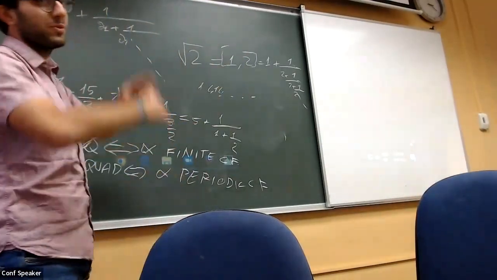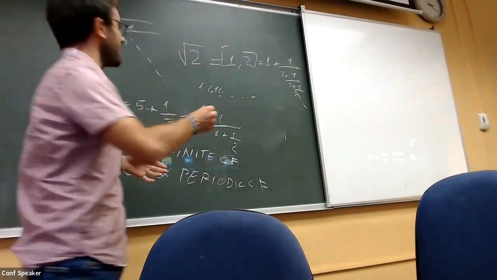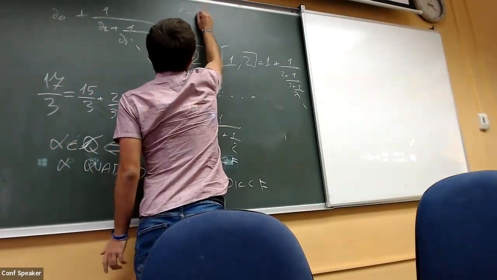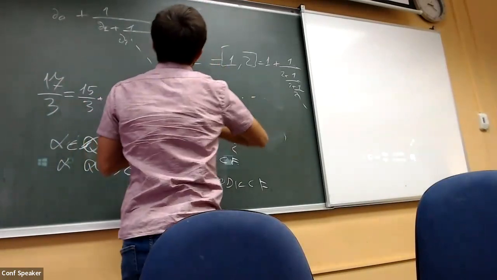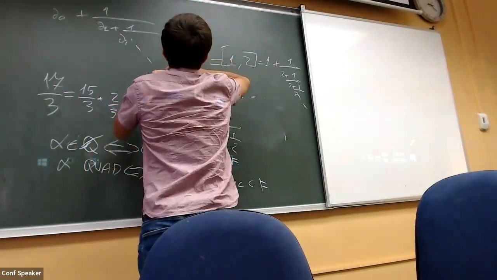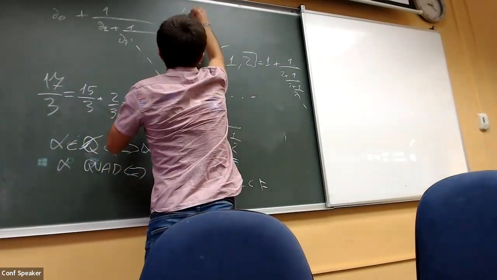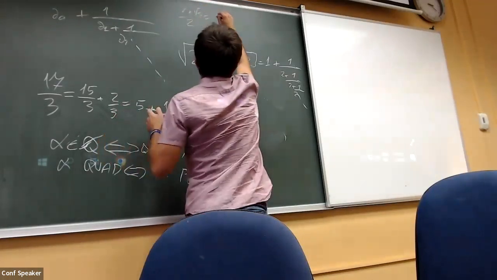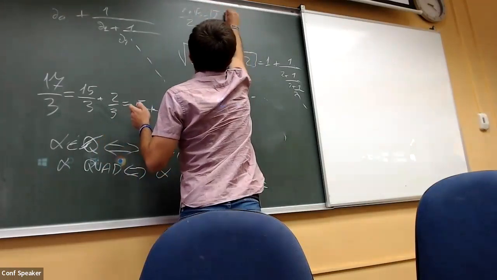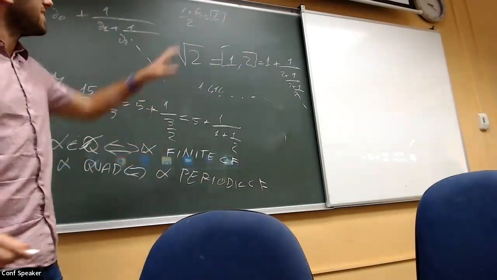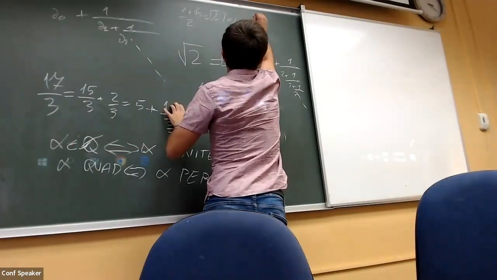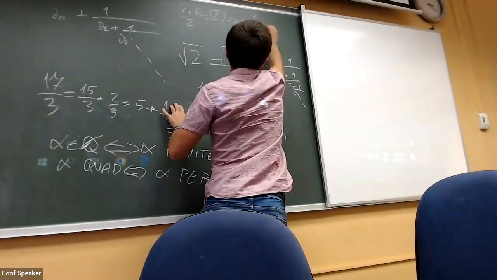So, for example, to link it with Fibonacci, the expression of the golden mean. Yes, this is the golden mean. And I think it's beautiful. That's just 1 plus 1 over 1 plus 1 over 1.